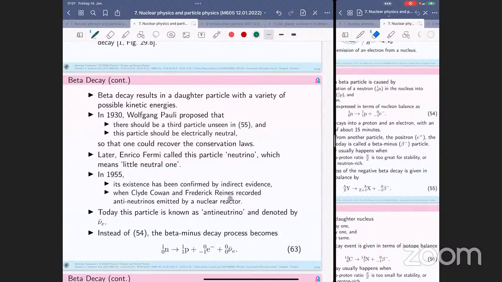Okay, these two physicists, they are experimentalists. They are not theorists like Wolfgang Pauli and Enrico Fermi. These two guys just created the idea, but they don't have time, or maybe they are not interested in measurement or in experimentation.